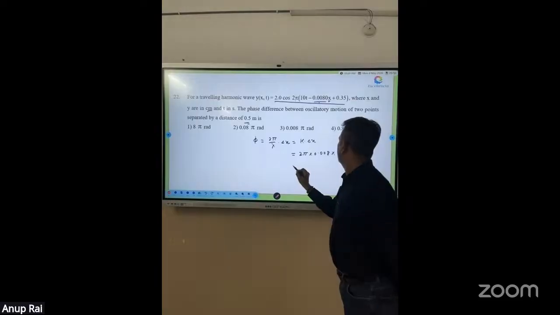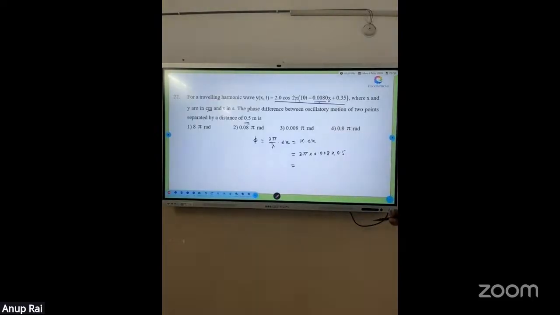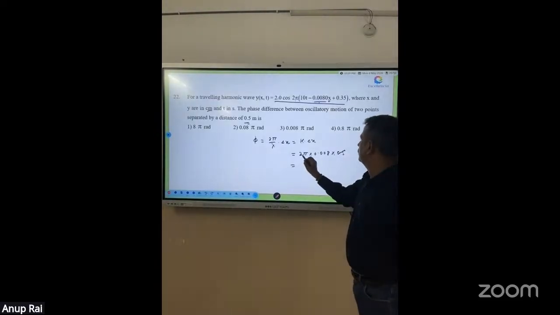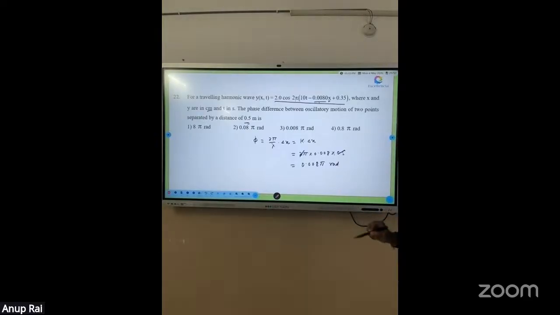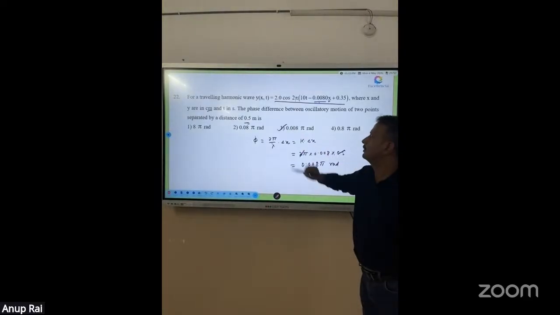So what will be the answer approximately? 0.5 into 2 becomes 1. It will become 0.008 pi radian. So option 3 will be correct.